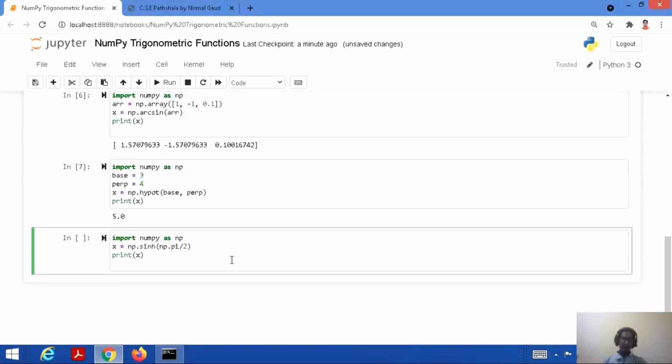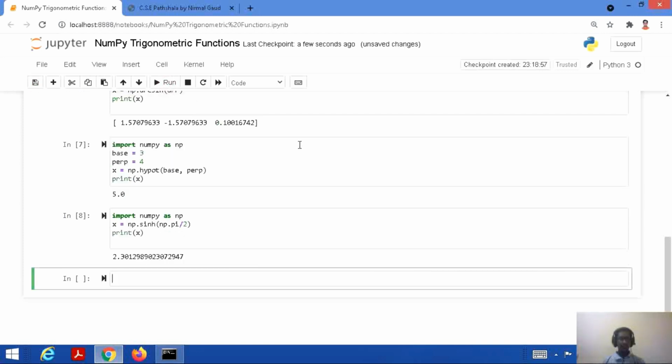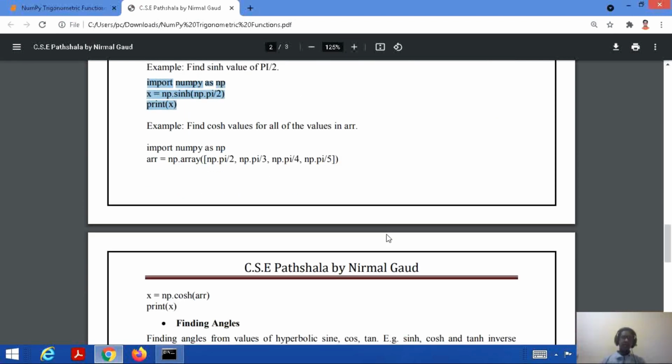Import NumPy as np, x equal to np.sinh. We are taking the argument as np.pi by 2. Okay, so we are calculating the sine hyperbolic value of pi by 2 and we are printing its result. So let's save this code and run this code. Okay, so here it is. It's 2.3.